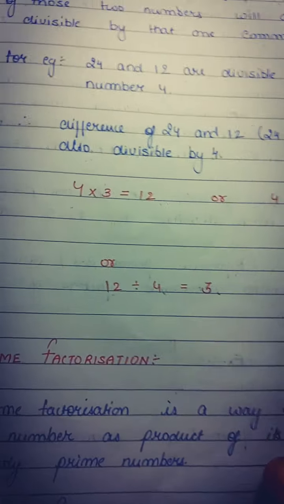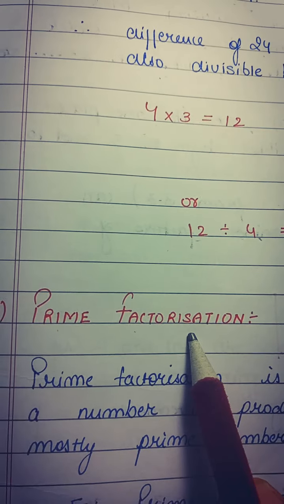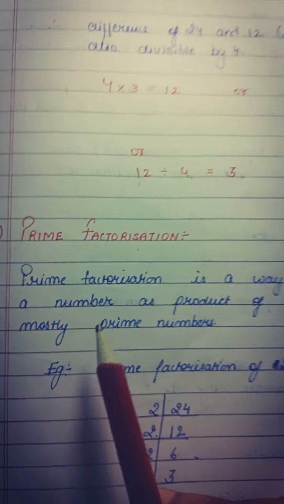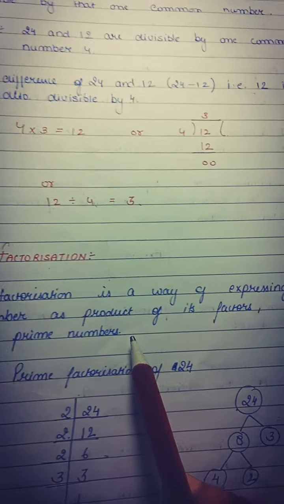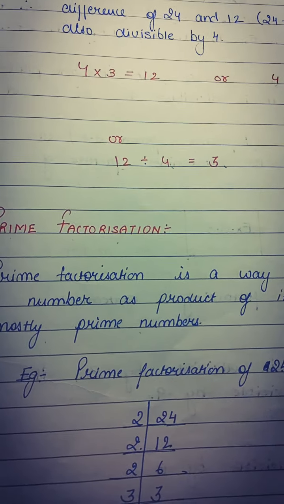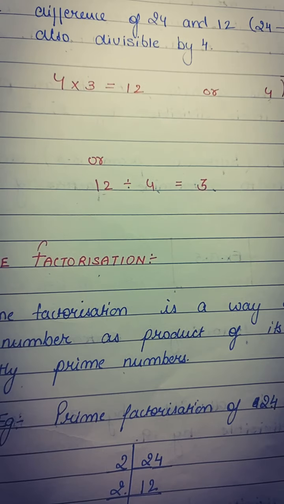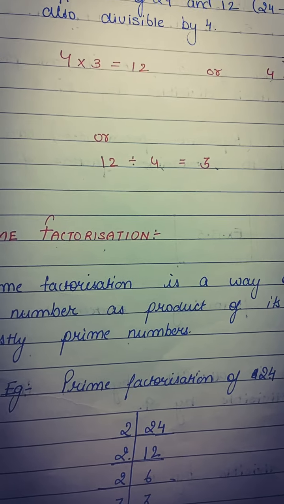The other main topic of this chapter is prime factorization. Now, what is prime factorization? Prime factorization is a way of expressing a number as a product of its factors which are mostly prime. Okay, generally prime numbers are used as factors and there are two ways to express it. Generally you will have to explain both ways.